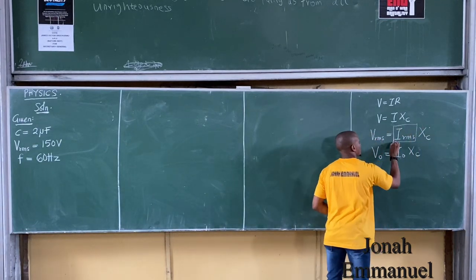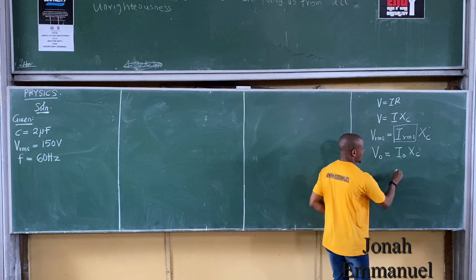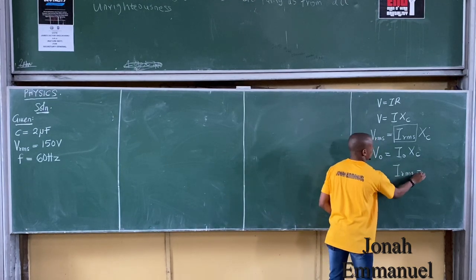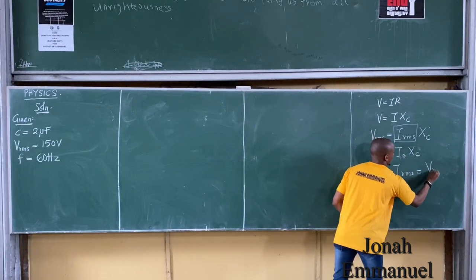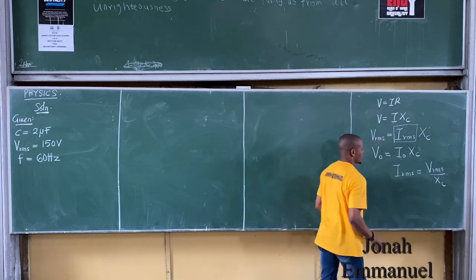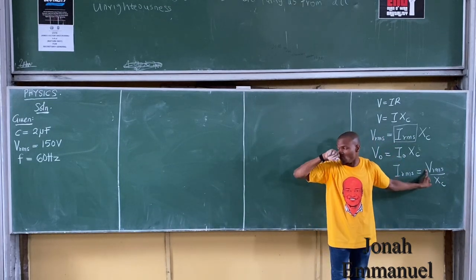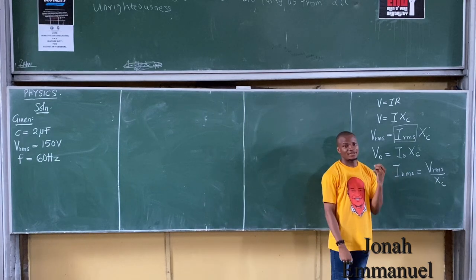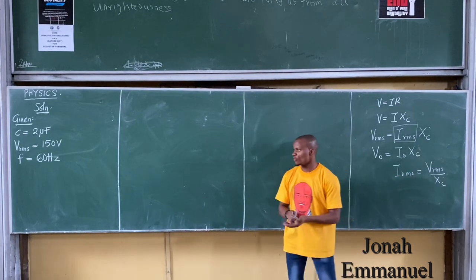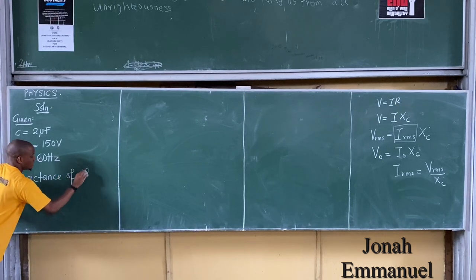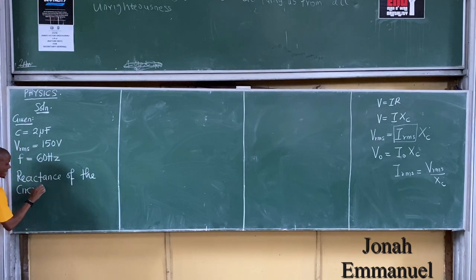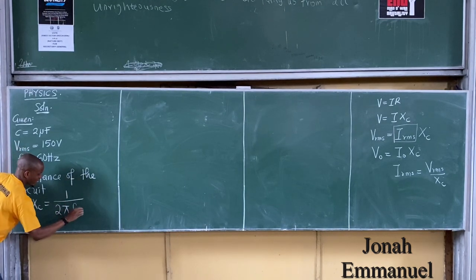So if I have to find the RMS value of current, I need to find this. How do I find it? From here, I know that I RMS is equal to V RMS divided by XC, dividing both sides by XC. But then, I have the value 150 volts, but I don't have XC. Can I get XC? Yes. So, case one, let's get the reactance. We said X is called reactance. Let's get the reactance of the circuit. That's XC. What's XC? It is 1 over 2 pi F C.